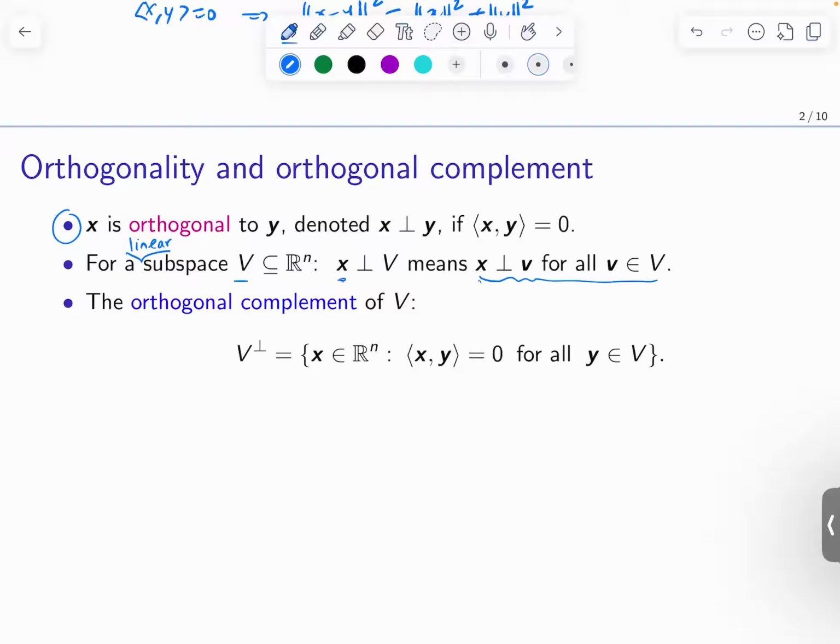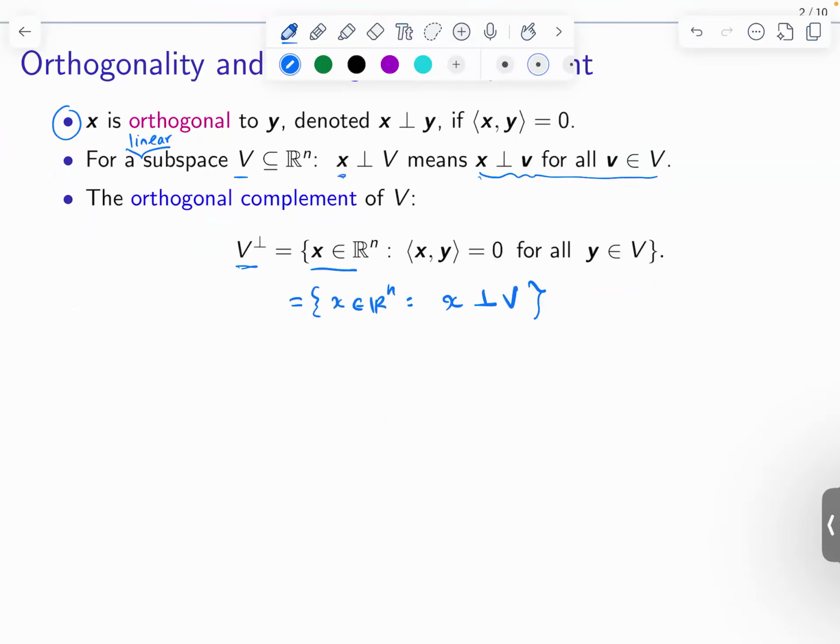And the idea of an orthogonal complement, which is written as V perp, is the set of all x that are orthogonal to V. So this is really the set of all x such that x is orthogonal to V.